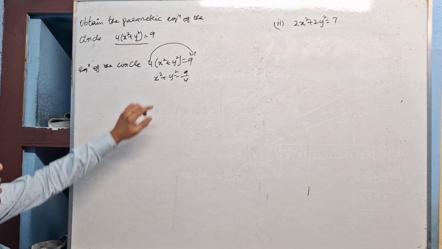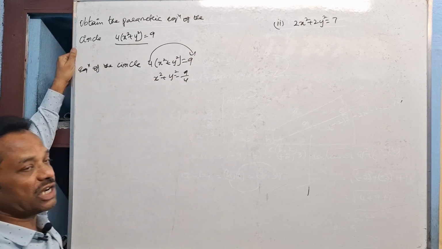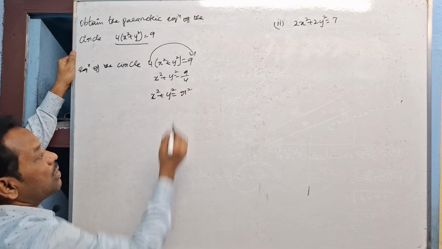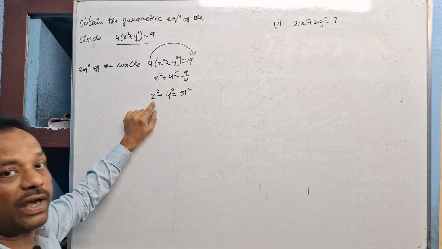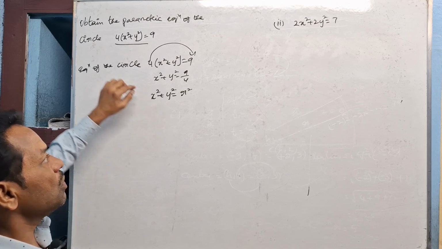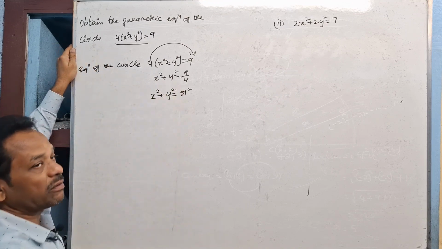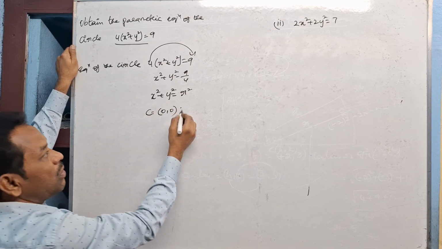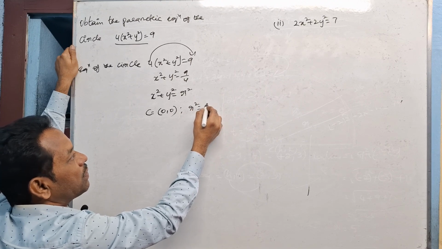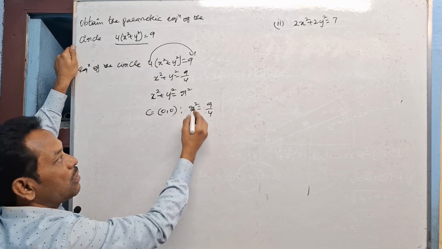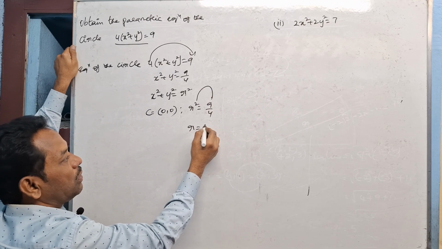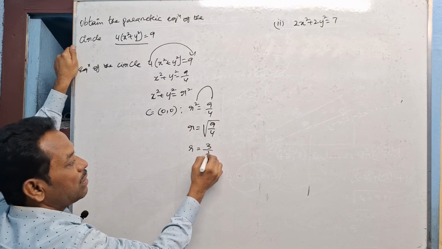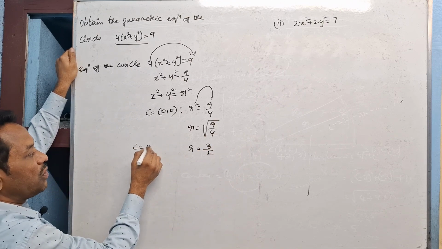Now let us compare this with the standard form of the circle, x square plus y square equal to r square. Now this is the standard form of a circle where the center is the origin. So as the x term and y term are missing, you can say center equal to 0 comma 0. Now r square equal to 9 by 4. So now the square is shifted that side. R equal to root of 9 by 4. So r will be 3 by 2. The center we know is 0 comma 0.